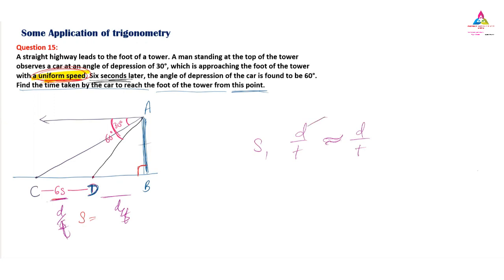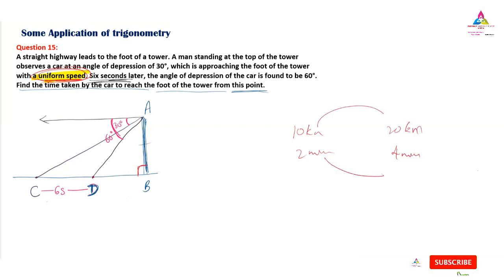If distance is varying, this time is also varying with the same uniform rate. So here, instead of the length or distance, we can take the time also, because the way the distance varies, the time also varies. For example, 10 kilometer takes 2 minutes, and 20 kilometer can move in 4 minutes. See, as the distance is increasing, the time is also increasing. So similarly, distance and time are connected to each other.